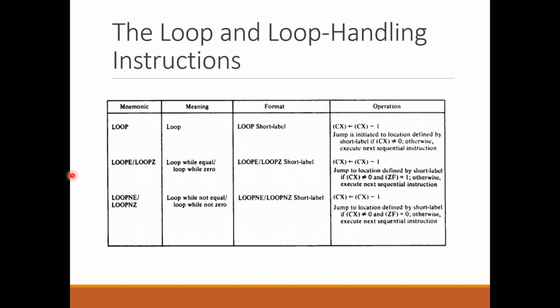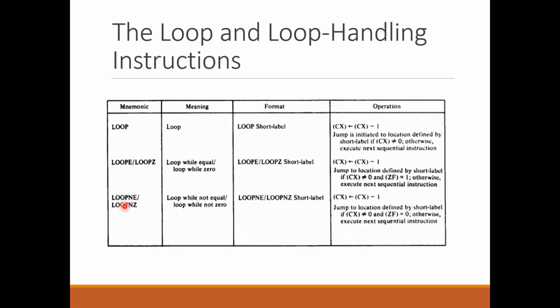LOOPE or LOOPZ, which are the same, mean loop while equal or loop while zero. What does that mean? The format is the same as LOOP, and you need to specify the label. Every time this loop repeats itself, the value of CX is decremented by 1, and the instruction jumps to the label whenever the value of CX is not 0 and the zero flag is 1. Otherwise it executes the next sequential instruction, going out of the loop.